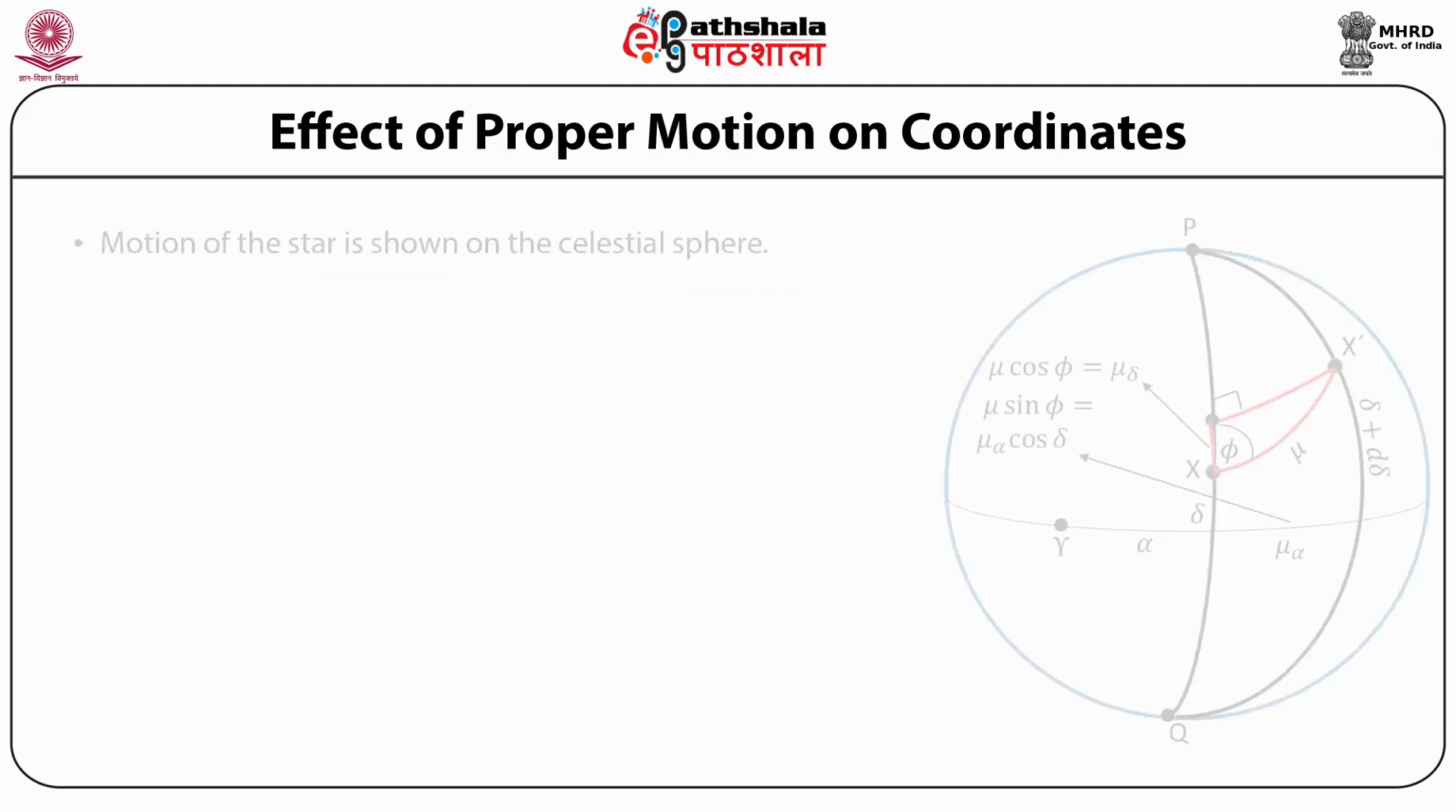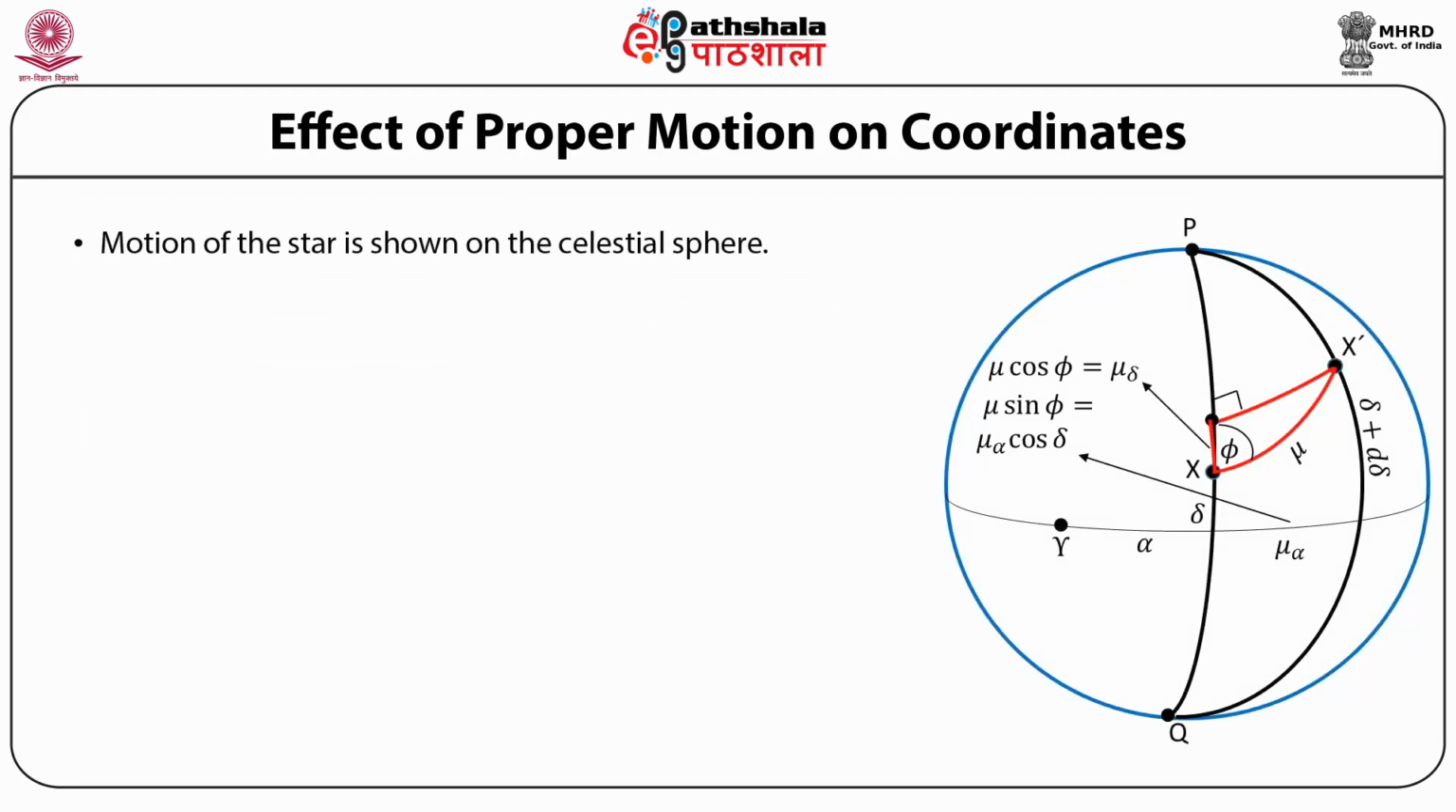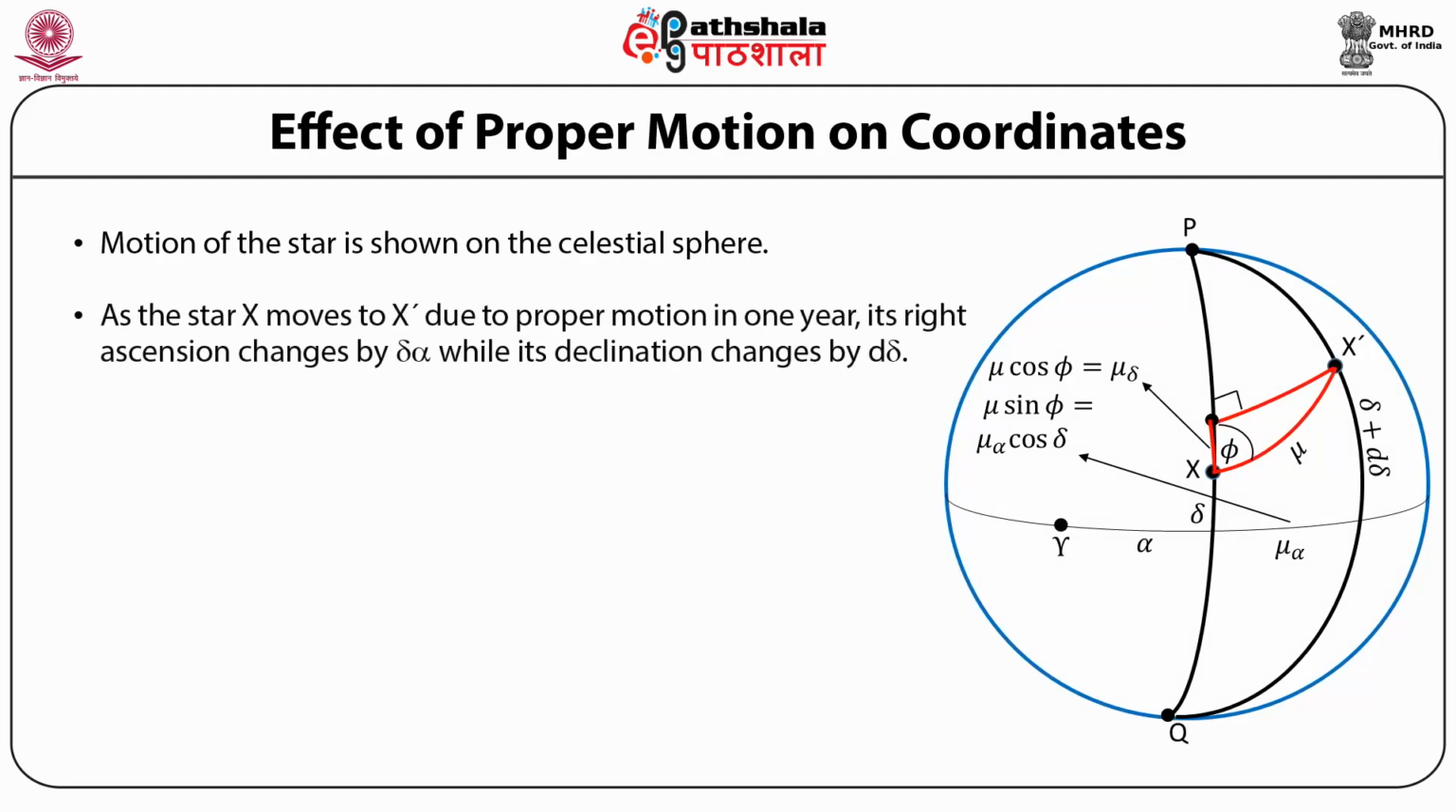It is obvious that the motion of a star will bring about a change in its coordinates. In this picture, a star moves from position x to position x prime. The right ascension and declination of x are shown as alpha and delta respectively. Now the position of the star has changed from x to x prime due to its motion. The right ascension has changed as the star now lies on a different meridian.